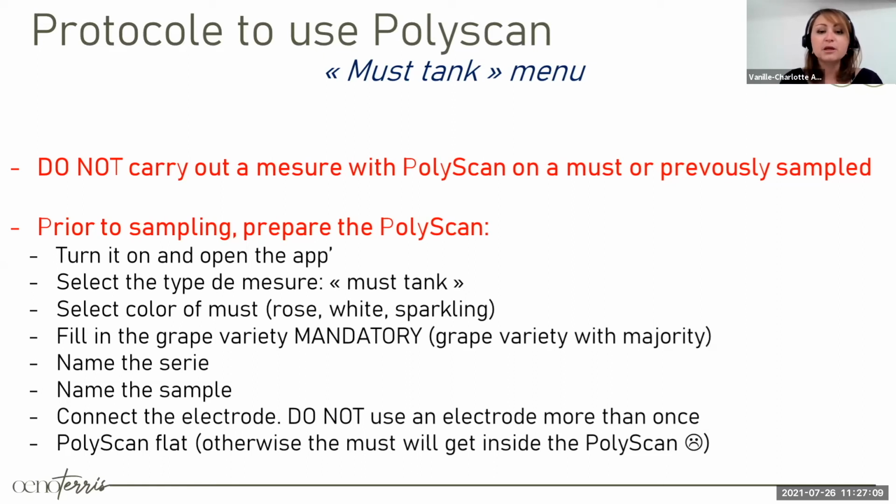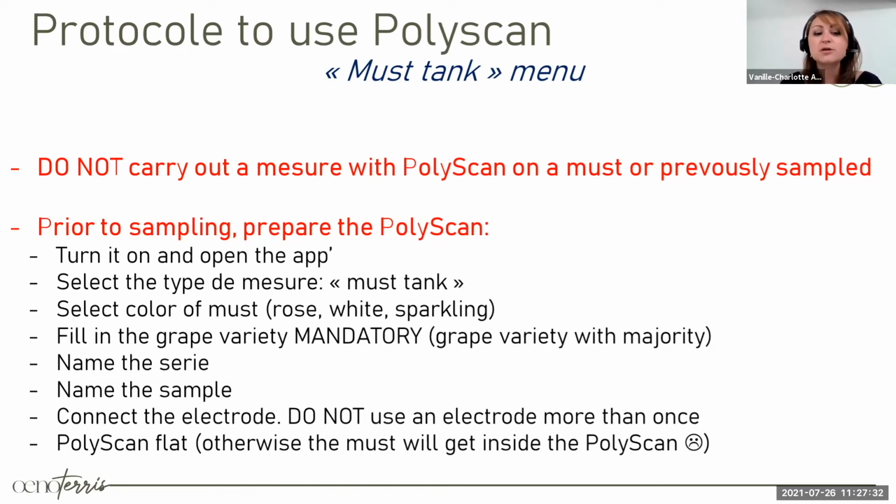Prior to sampling, prepare the PolyScan like I showed you, turn it on and open the app. Select the type of measure that is must tank. Select the color of the must: rosé, white, or sparkling. Fill in the grape variety. That is mandatory, the grape variety with majority if you have a mix of grape varieties.